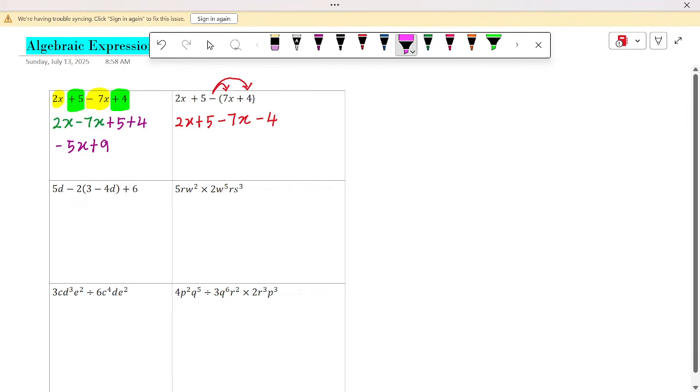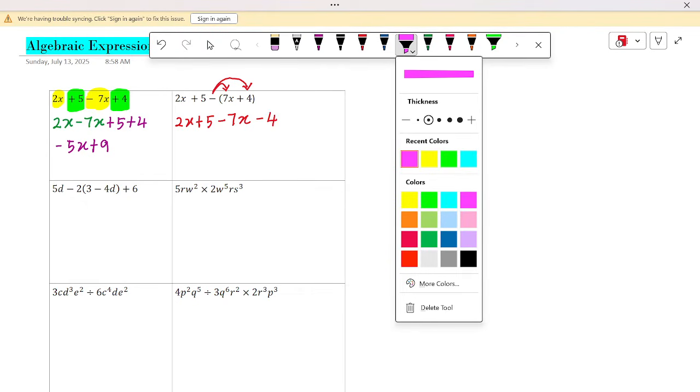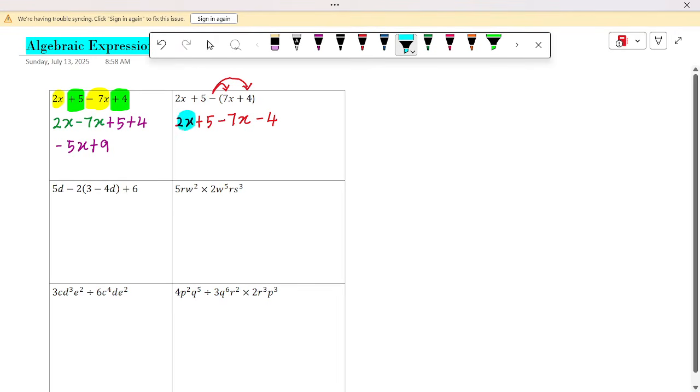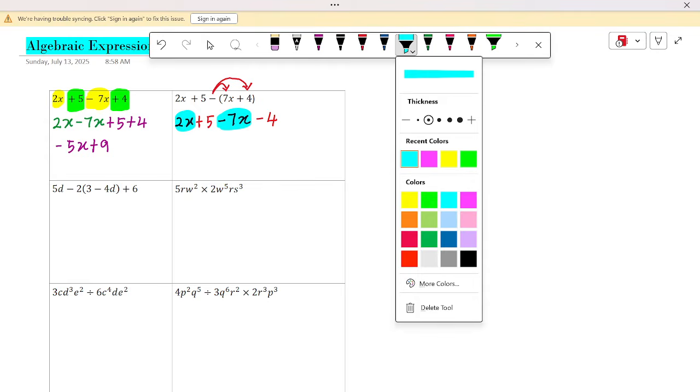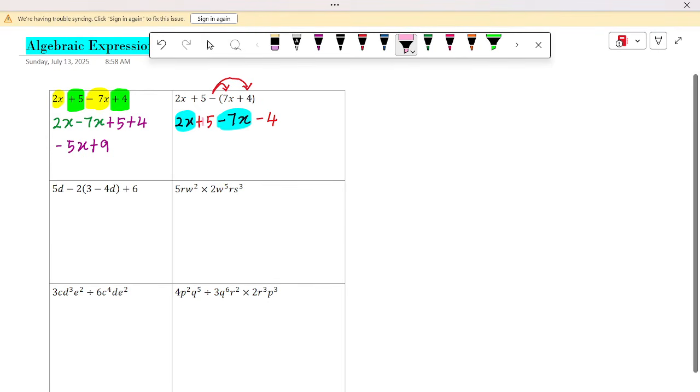Once you're done with this, let's arrange them into similar terms. So 2x will be together with negative 7x, whereas positive 5 will be with negative 4. So 2x minus 7x plus 5 minus 4. So 2 minus 7 will still give you negative 5. 5 minus 4 will give you 1.